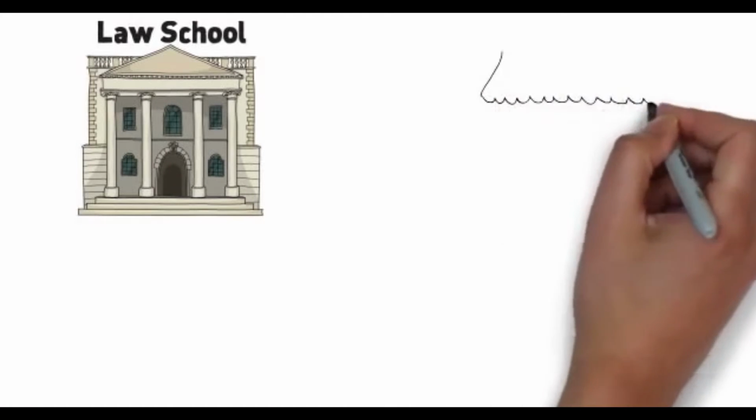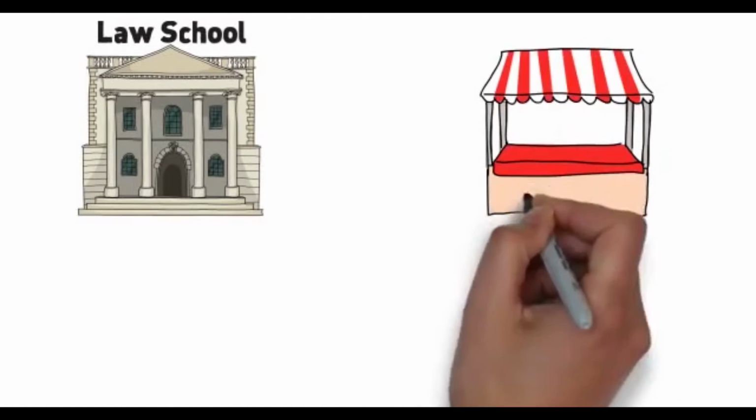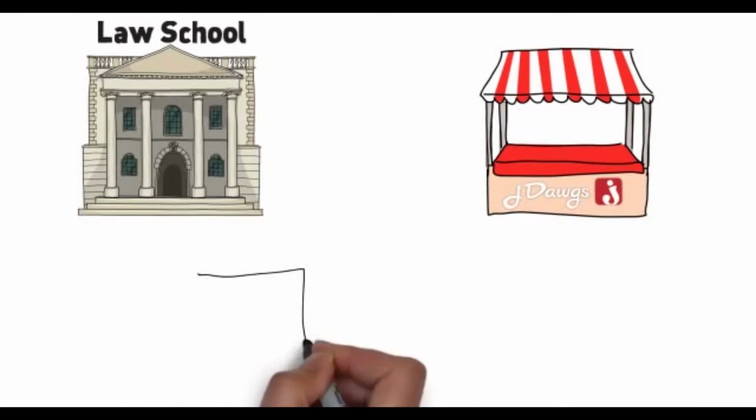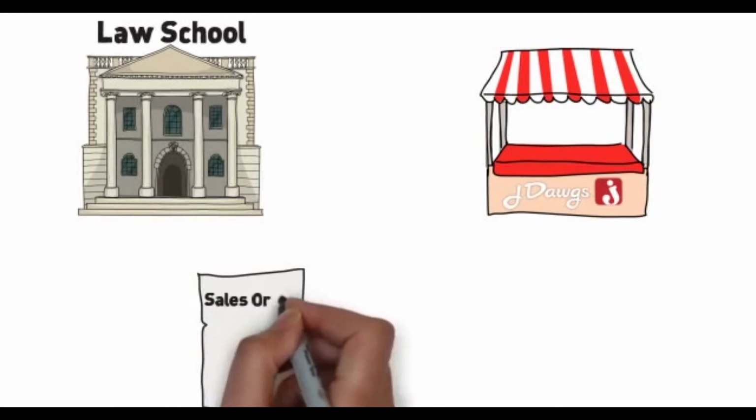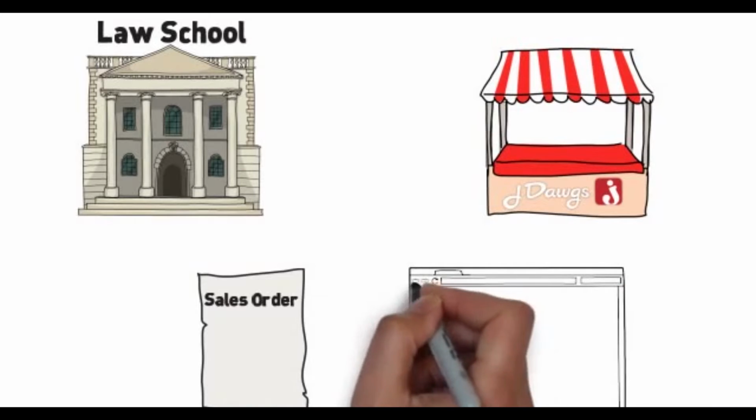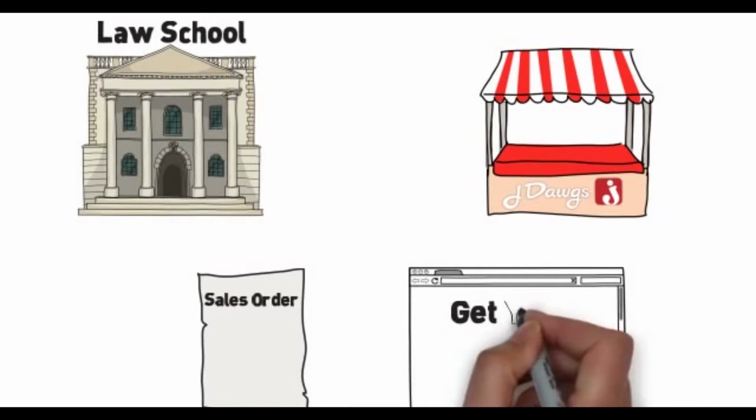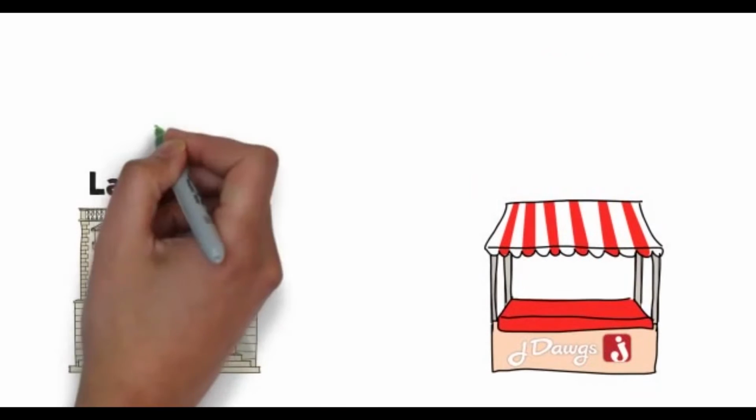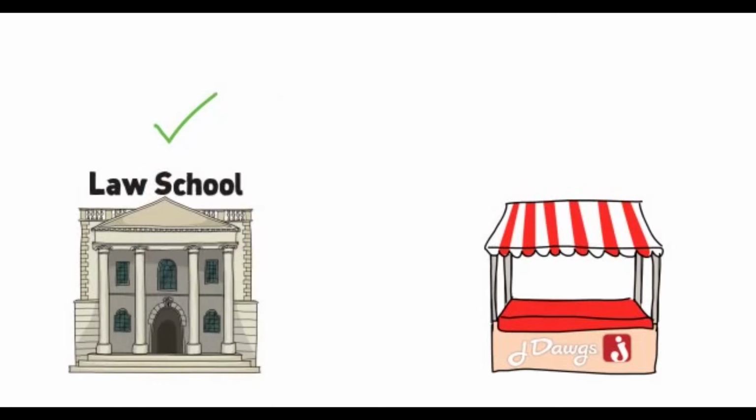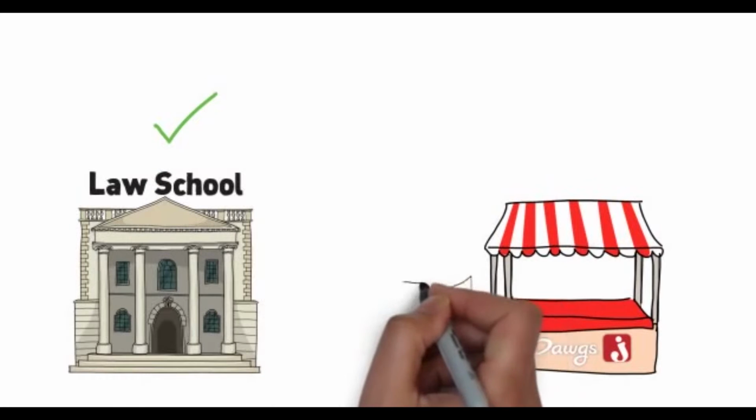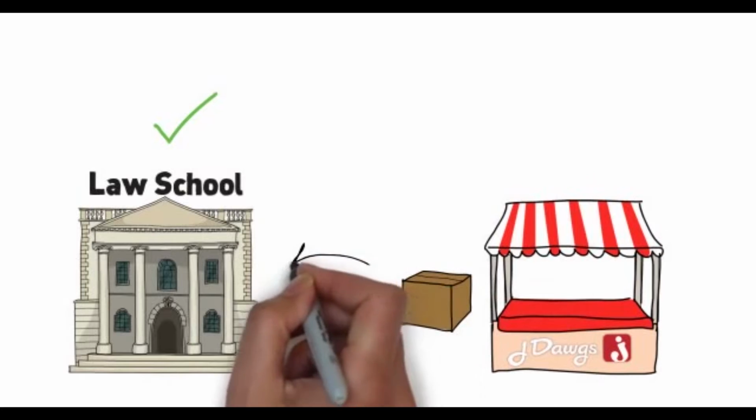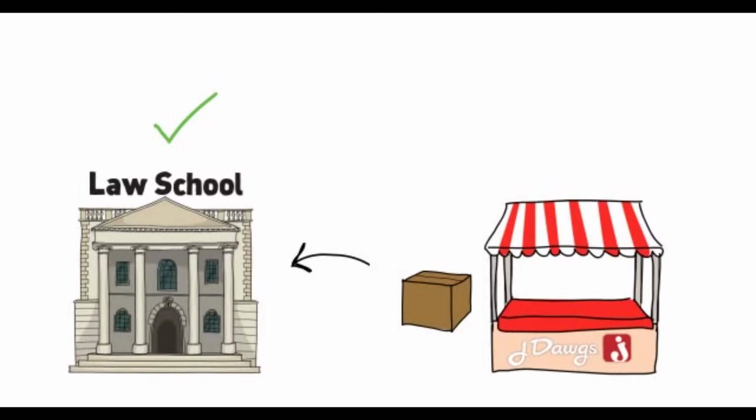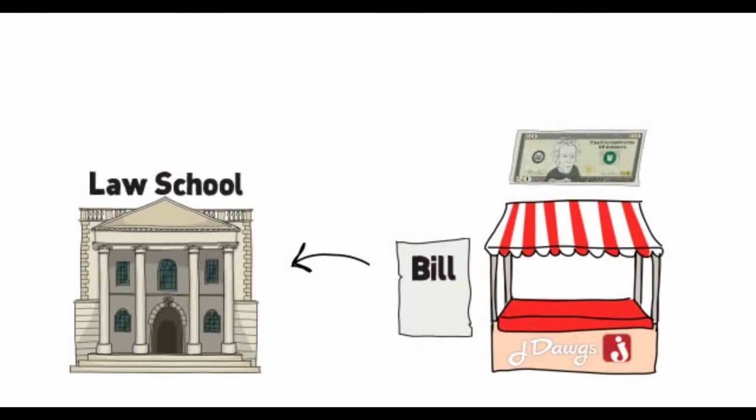Let's say the law school orders J-Dogs for their graduation party. They will first need to fill out a sales order. They can do one on paper, or they can go to J-Dog's website and order there. J-Dogs has to approve the law school's credit before making the order. Once that's taken care of, J-Dogs prepares the order and ships it over to the law school. At the end of the week, J-Dogs sends a bill for the order. After they receive the bill, the law school sends the cash.